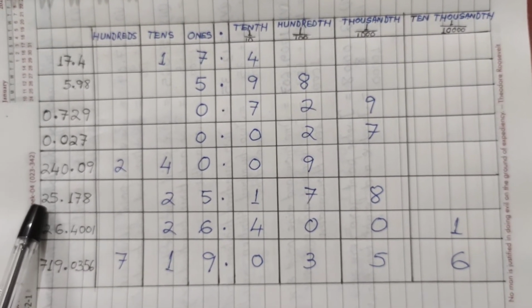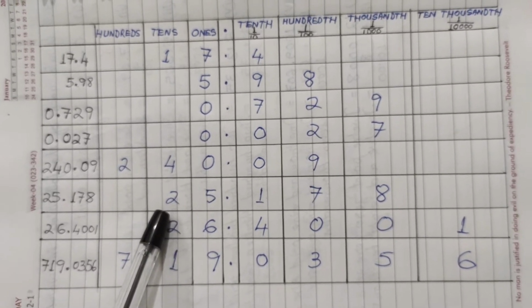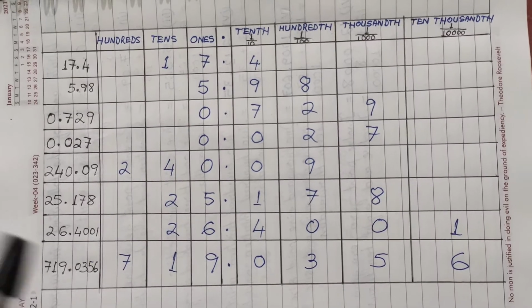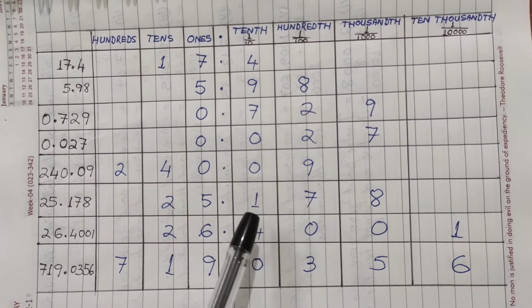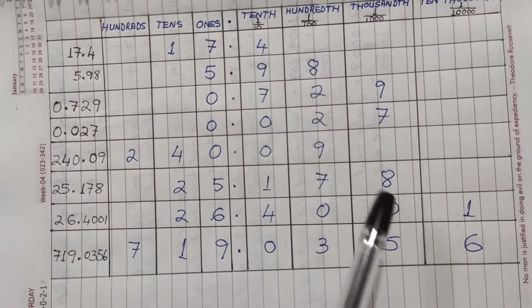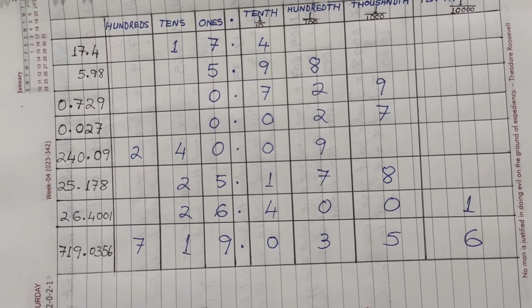25.178. 2 is in the 10th house, 5 is in the 1's house, followed by the point. After that, 1 is in the 10th house, 7 is in the 100th house, and 8 is in the 1000th house.